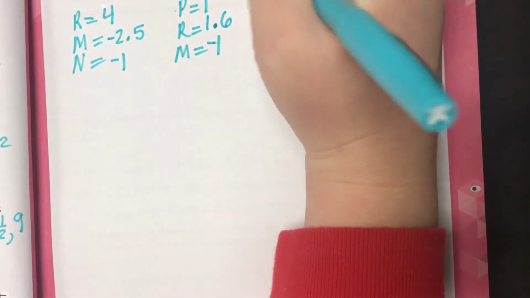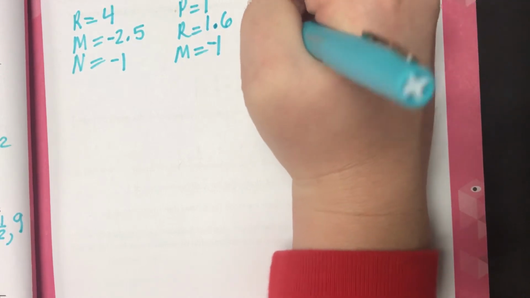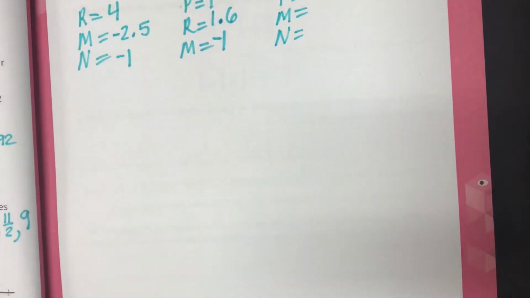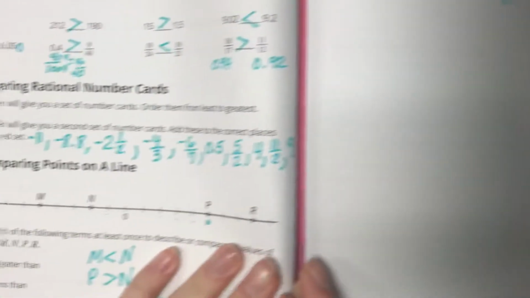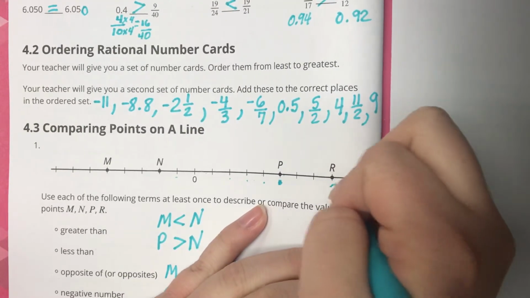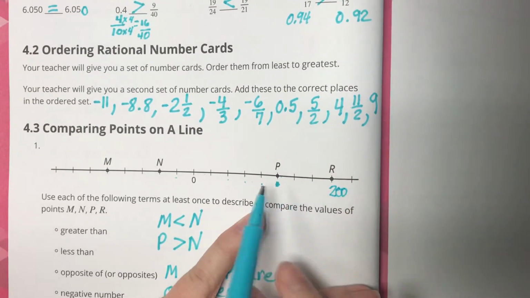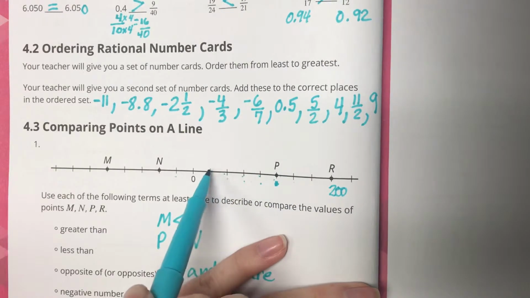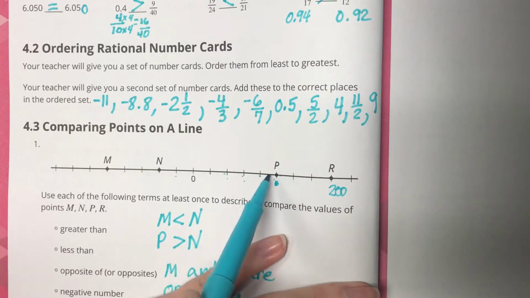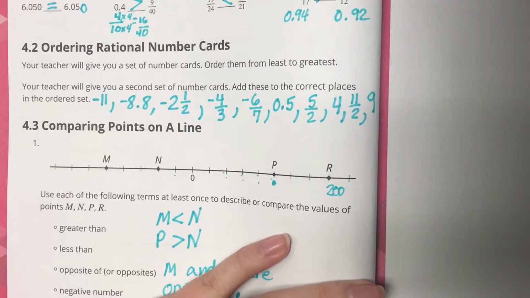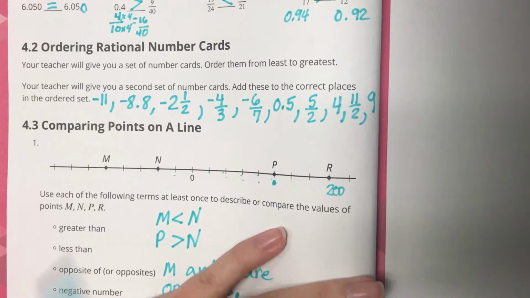All right, this time R is 200, so we need to find P, M, and N. Okay, so we go back to our graph. It says that R is going to represent 200. So I'm just going to draw that this time. So let's see how many spaces between. We've got 1, 2, 3, 4, 5, 6, 7, or 8. We've got 8 spaces. So if we divide 200 by 8, that means we're counting by 25s.